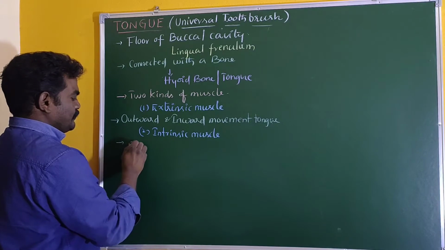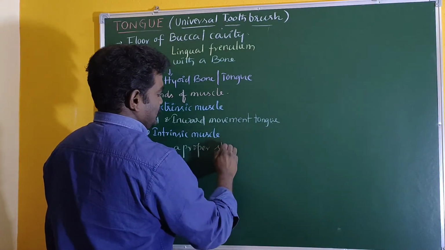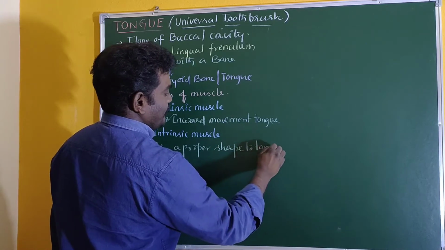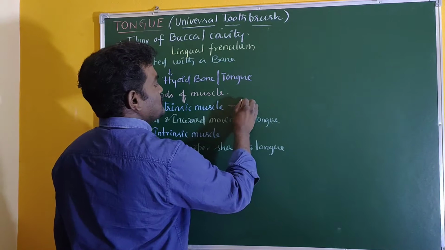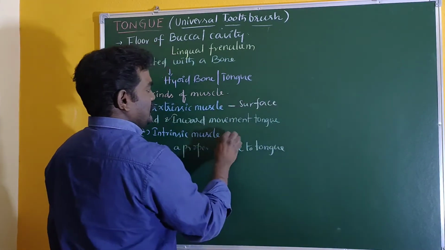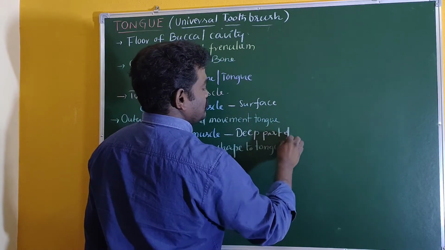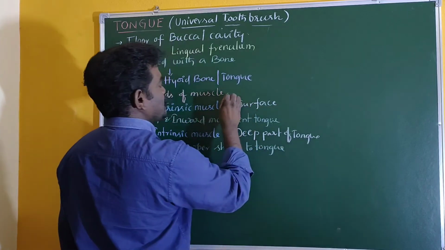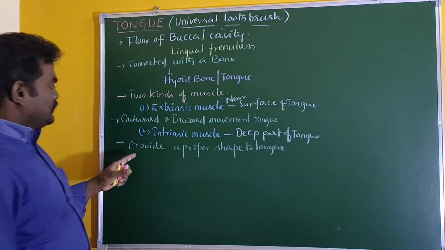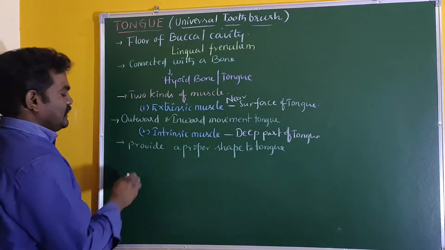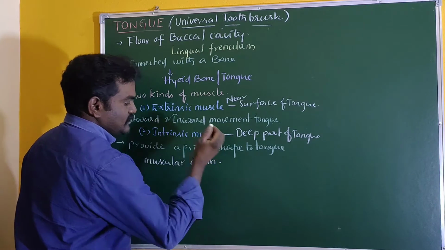And intrinsic muscles provide a proper shape to the tongue. Where are these muscles located? Extrinsic muscles are near the surface of the tongue, and intrinsic muscles are in the deeper part of the tongue. Hence, the tongue is a muscular organ.